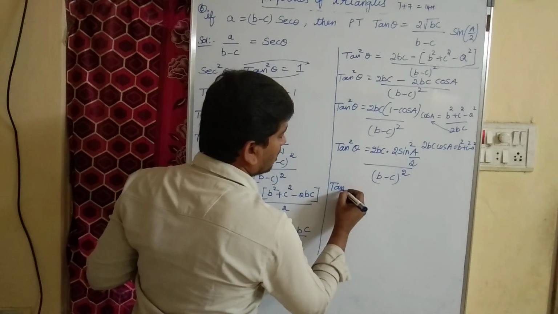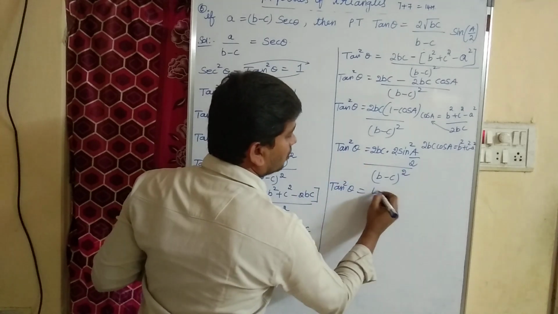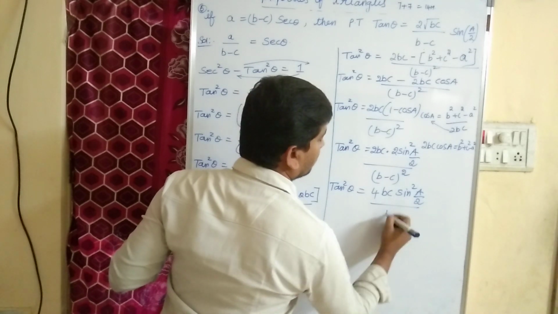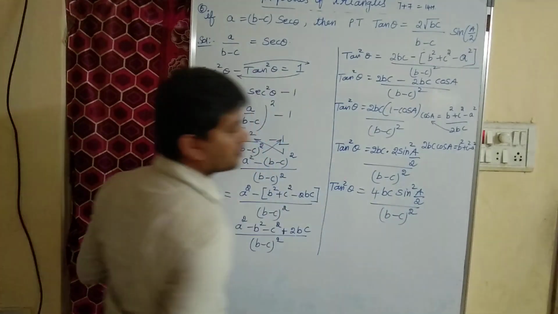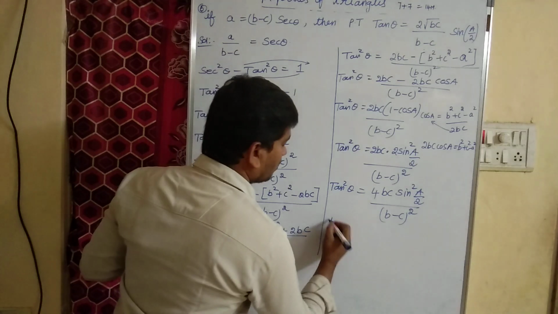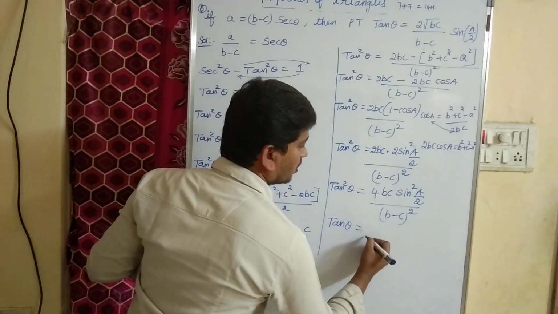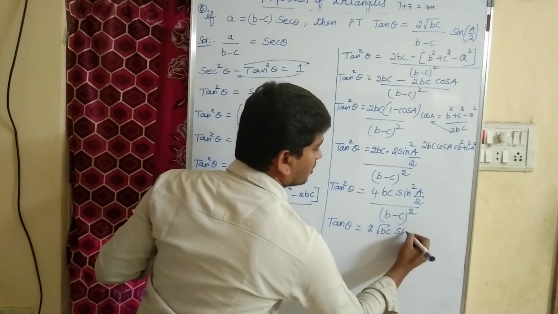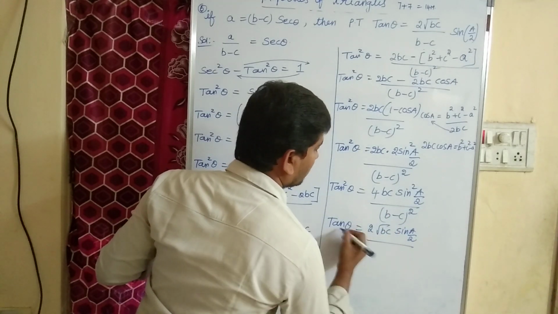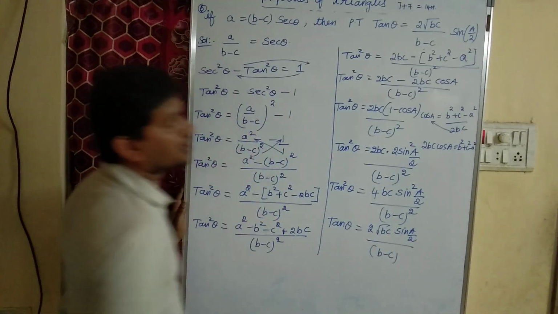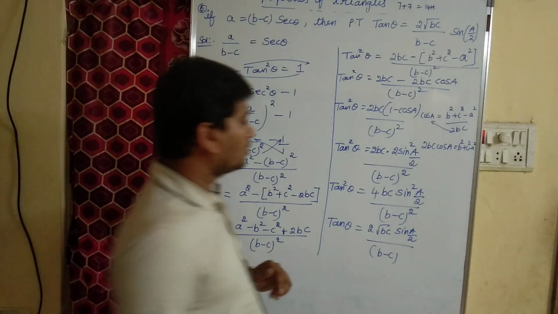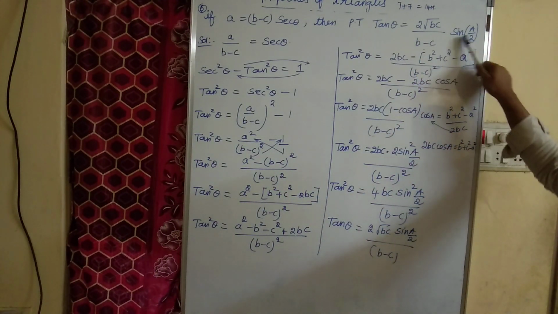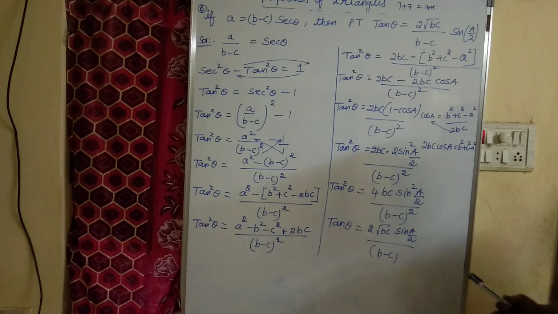So tan²θ = 4bc sin²(A/2)/(b − c)². Taking the square root, tan θ = 2√(bc) sin(A/2)/(b − c). Therefore, tan θ = (2√(bc)/(b − c)) sin(A/2).